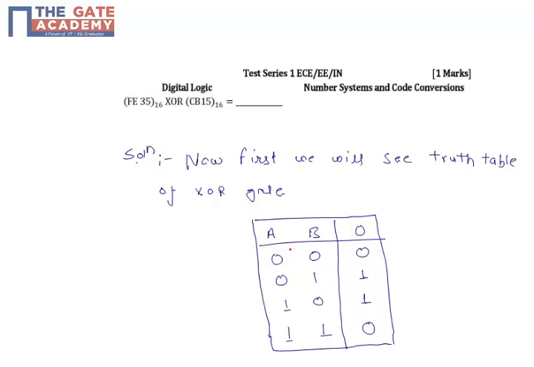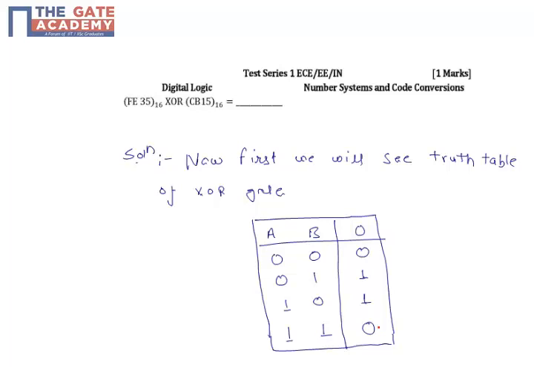Now here is the truth table. We have inputs A and B as 0 0, 0 1, 1 0, 1 1. For 0 0 our output is 0. For 0 1 our output is 1. For input 1 and 0 our output is 1, and again for 1 1 our output is 0.